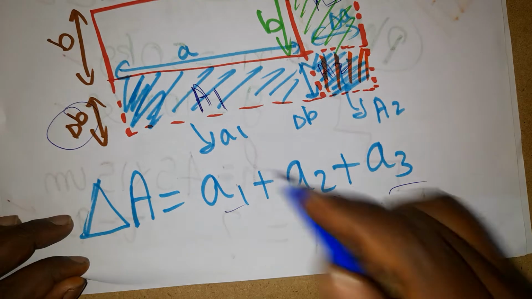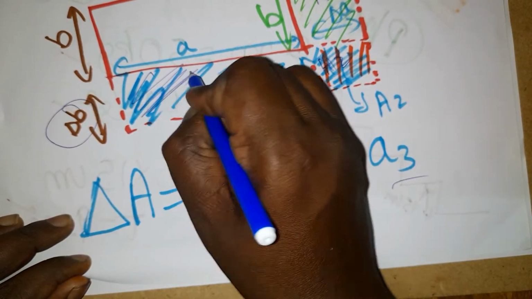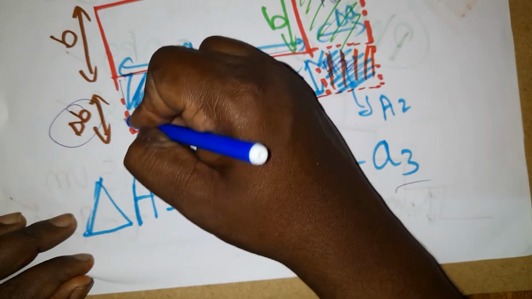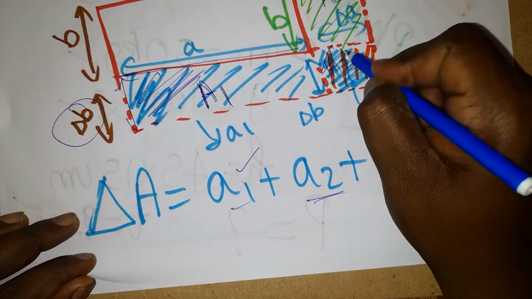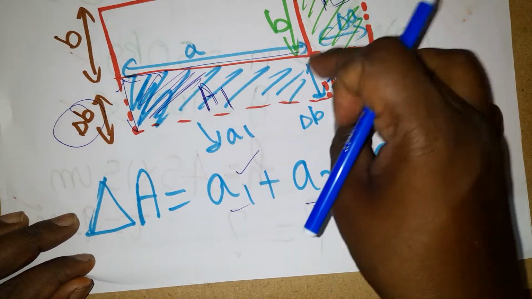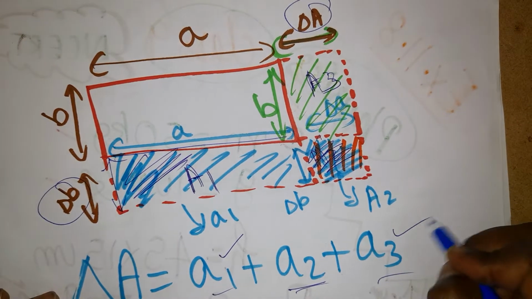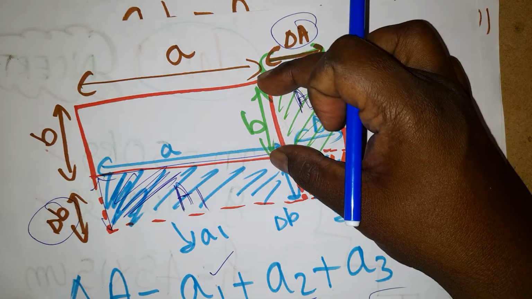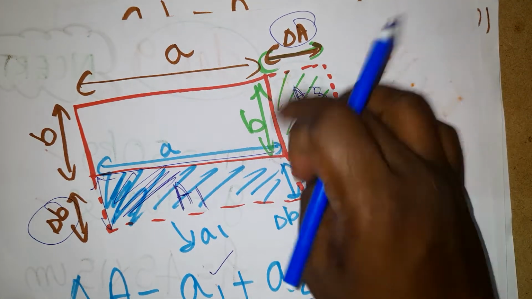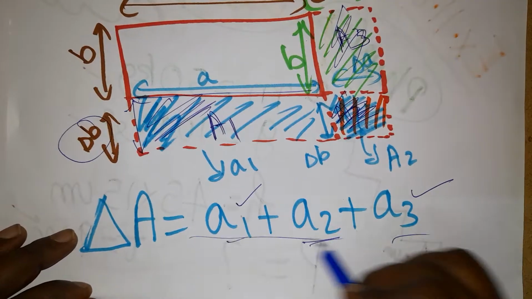Now, what is area 1? This area: here the length is A and the breadth is del B. What is area 2? This area: del A, del B, length and breadth. Now area 3: breadth is B and length is del A. Just this area, I have substituted the 3 areas.